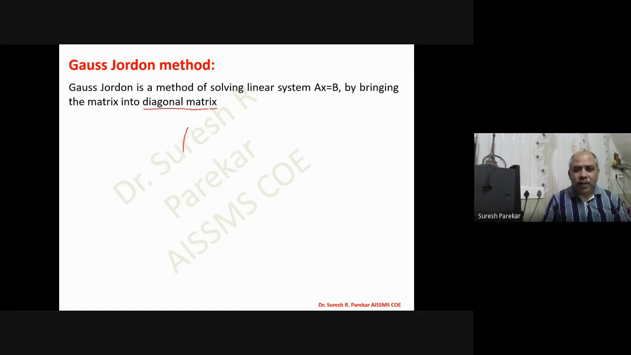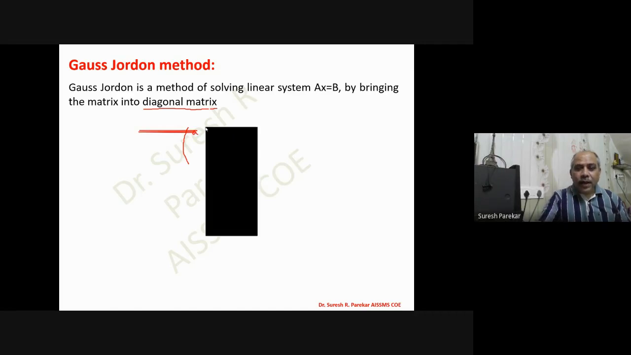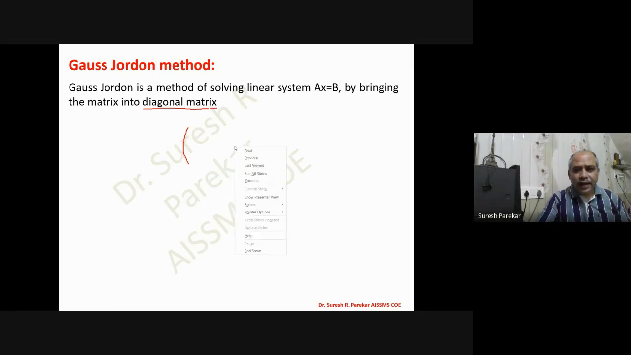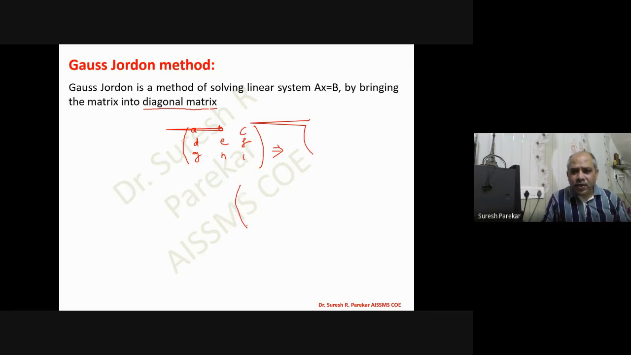So if I show my matrix, let us say we have a 3 by 3 matrix with values a b c, then d e f, and then g h i. Then we have to make it, by row transformation, in such a fashion that my values should be in this way. So I should have these values: x 0 0, 0 y 0, and then 0 0 z.